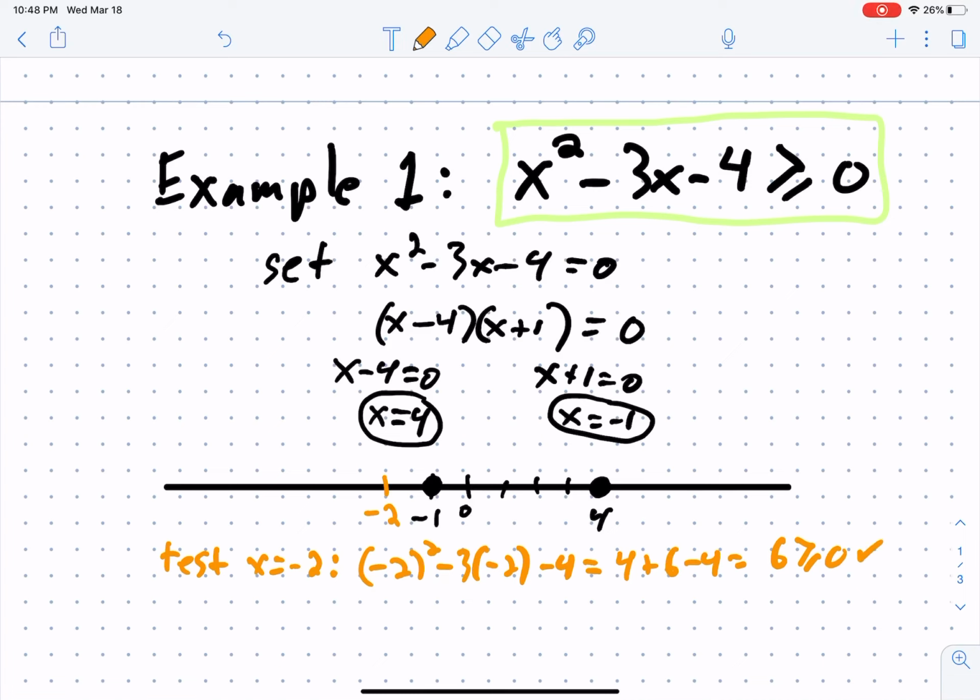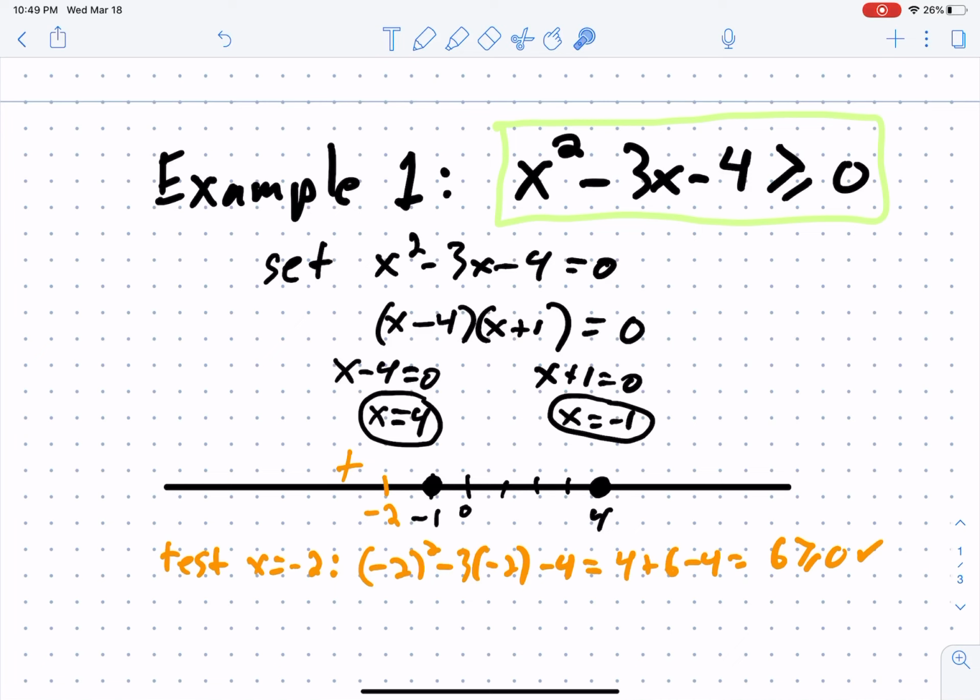And that means that at this point, -2, the left-hand side function, x squared minus 3x minus 4, is positive. It's somewhere up above the x-axis. And if it's up above the x-axis here, it has to be up above the x-axis everywhere along here, because it can't cross the x-axis anywhere until it reaches here. That's the first place it can cross the x-axis. So since it's positive at -2, it must be positive everywhere in this interval. And we can just mark that by putting a little plus above this interval.